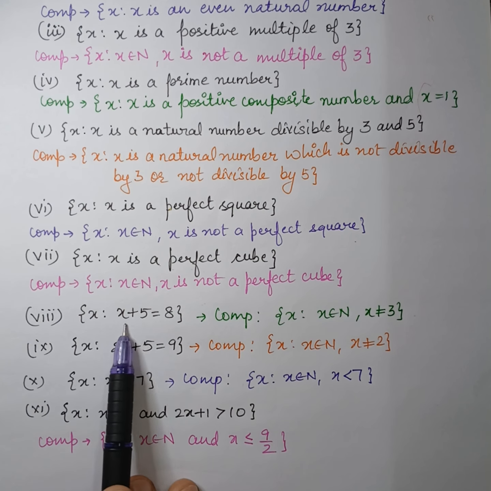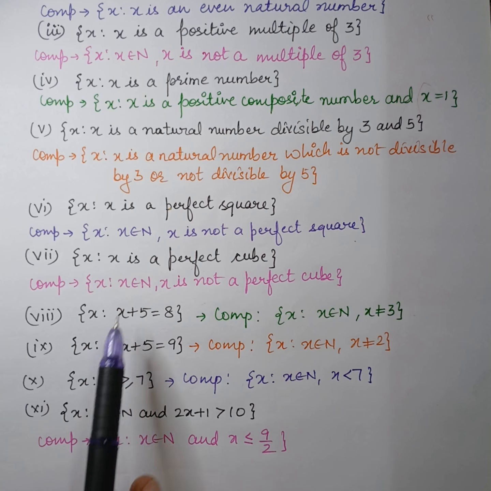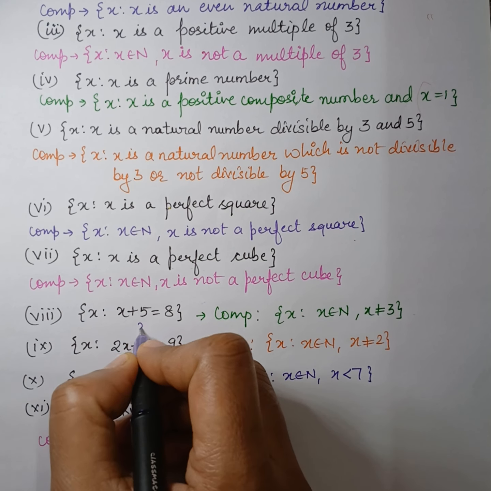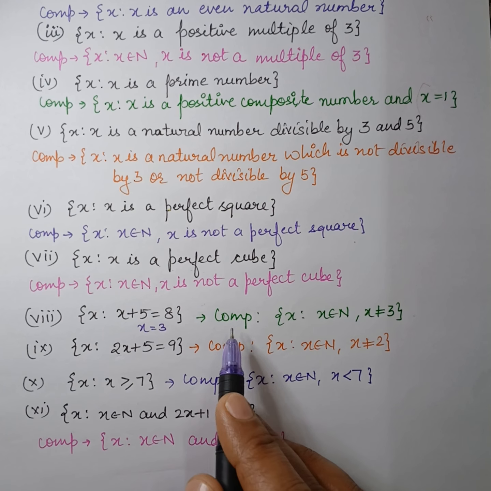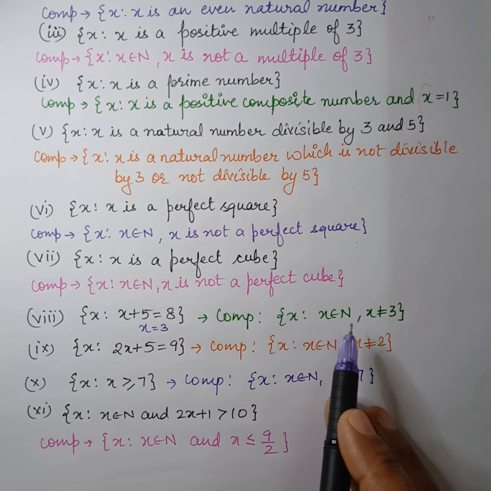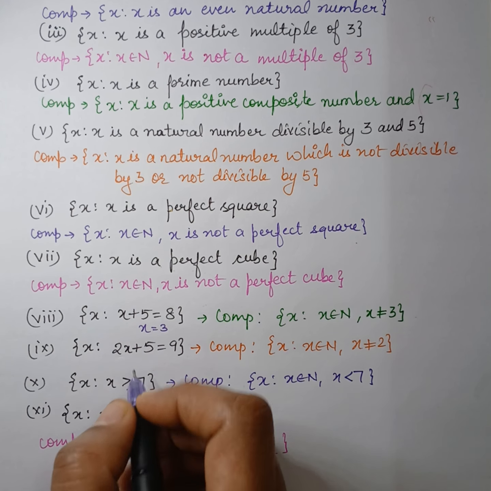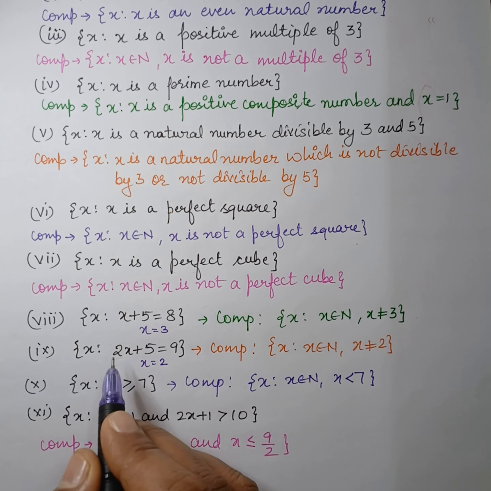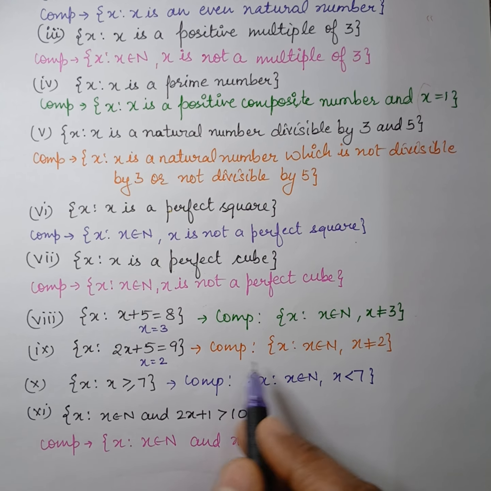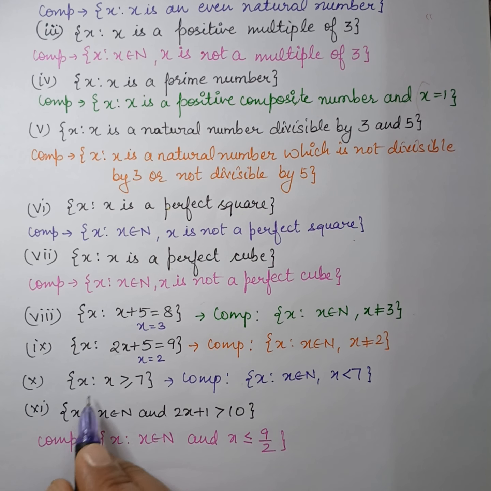Then we have x such that x plus 5 is equal to 8. Now x plus 5 is equal to 8 means x is equal to 3, right? If I subtract, I will get x is equal to 3. So its complement will be x belongs to N, x is not equal to 3. Similarly from here also, if I find x, I will get x is equal to 2. 9 minus 5 is 4. 4 divided by 2 is 2. So its complement will be x is not equal to 2.